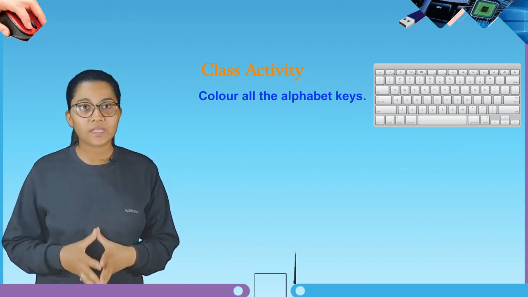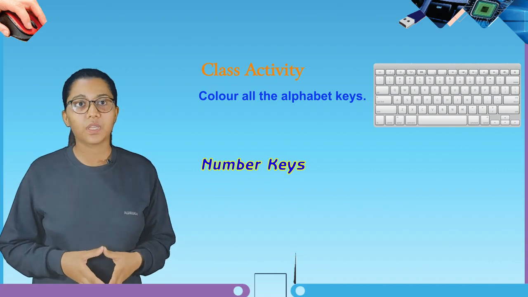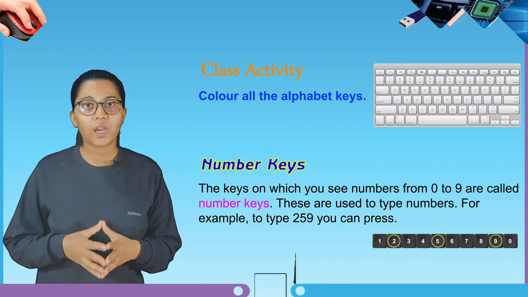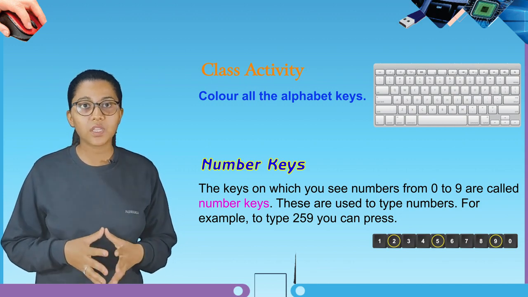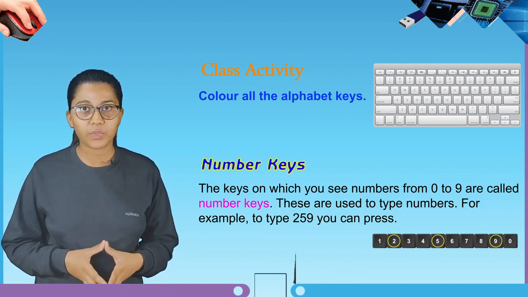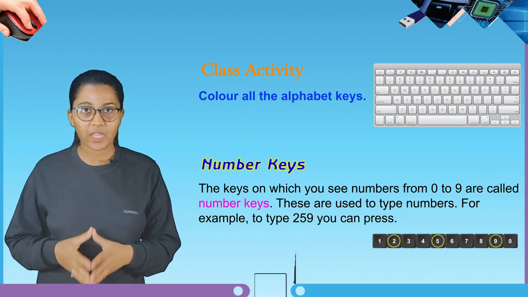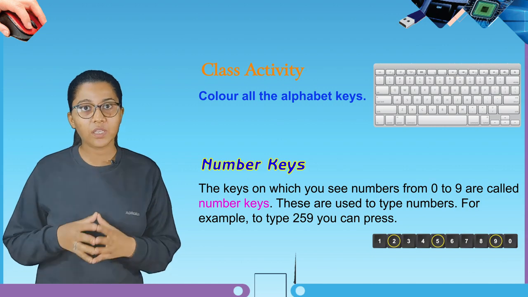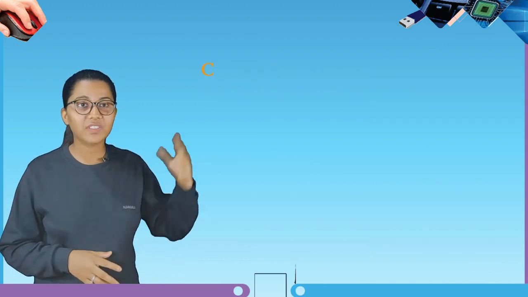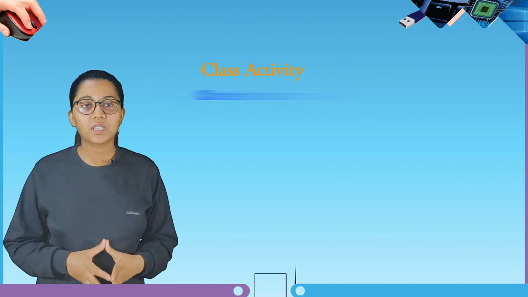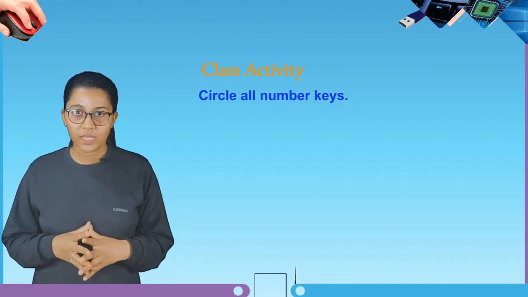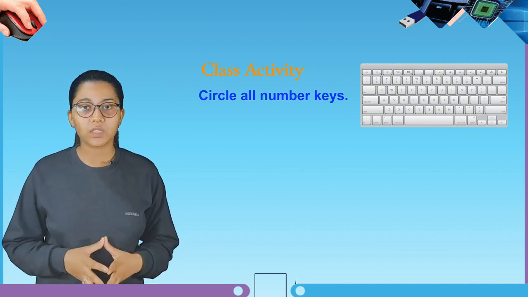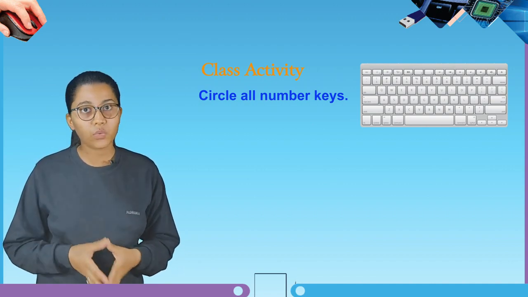Let's learn about number keys. The keys on which you see numbers from 0 to 9 are called number keys. These are used to type numbers. For example, to type 259, you have to type 2, 5 and then 9 on the keyboard. Now we have a class activity: circle all number keys. Here you can see a picture of a keyboard. You have to circle all the number keys from 0 to 9.